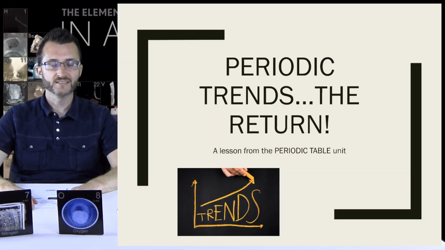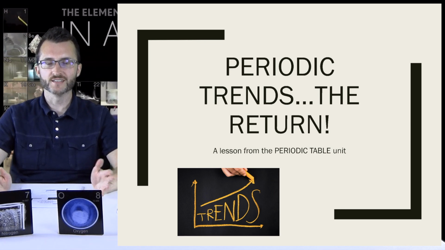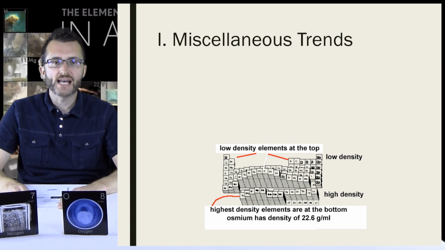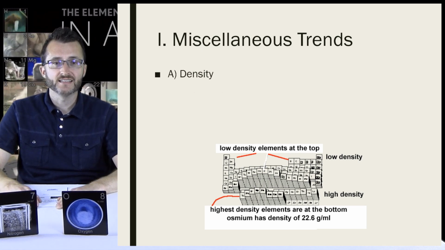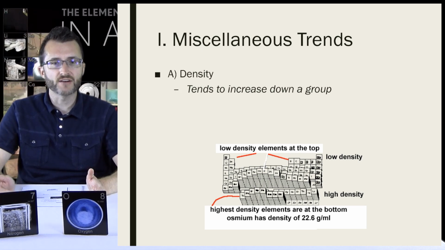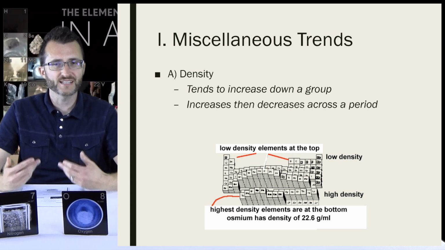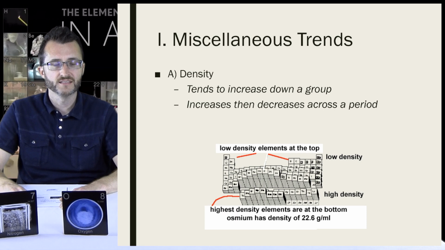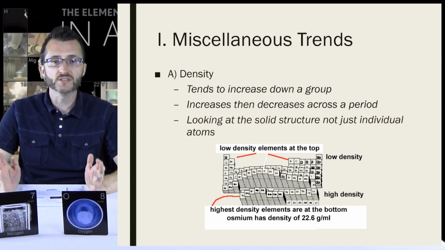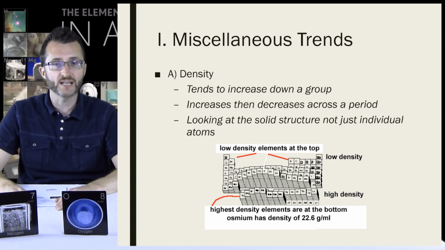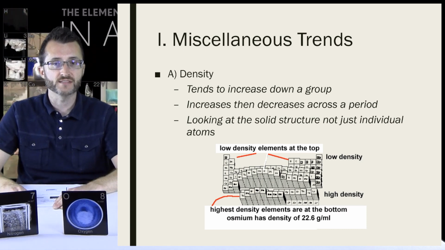Let's get started. Periodic trends, the return, a lesson from the periodic table unit. Miscellaneous trends. Let's begin with density. Density tends to increase down a group. It increases, then decreases across a period, so it's not really a consistent trend there. Now, it is worth noting that we're looking at the solid structure of many atoms, not just individual atoms like we did for the previous trends.